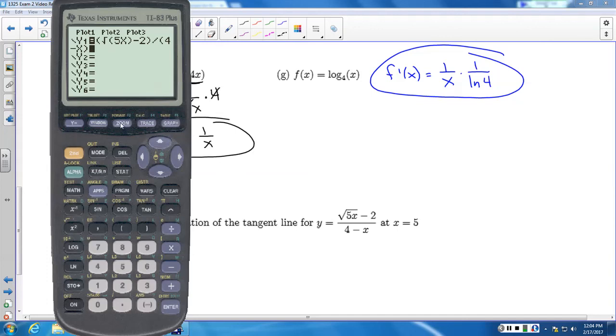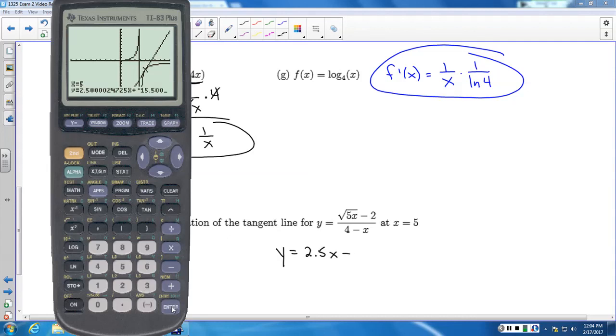And I'll just hit zoom 6, my standard graph. I'm going to go to second program, choice number 5, and then I want to type in, for x equals 5, I want to type in 5, enter. And I get y equals 2.5x minus 15.5. It's the equation of the tangent line at x equals 5.